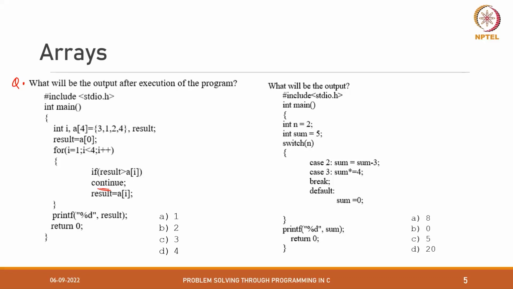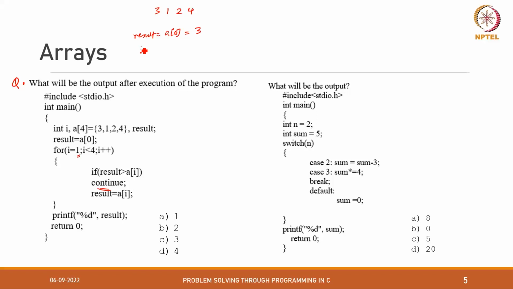So we are initializing this array, which is 3, 1, 2, 4, and then we are saying that the result is a of 0, right? So a of 0 is 3. Now the iteration starts from 1. The iterator I starts from 1, and it will go up till 3, because once it reaches 4, the loop will exit. So I will have the values 1, 2 and 3.